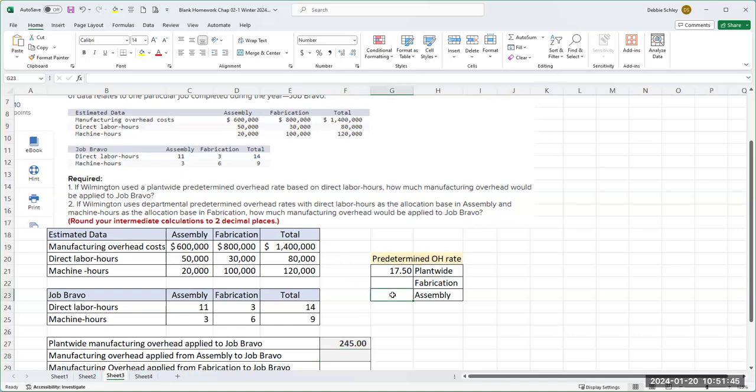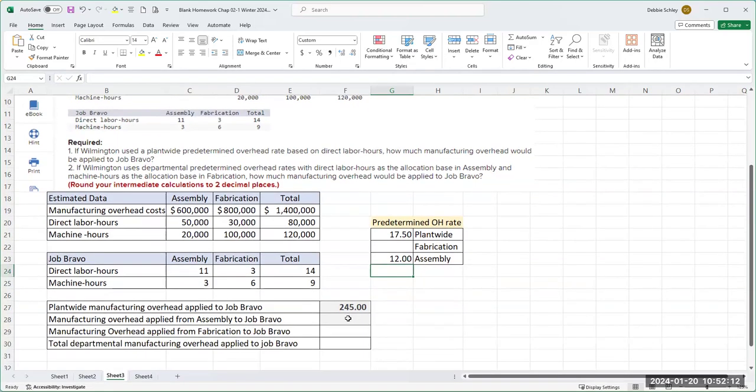So let's do assembly first because it's first. So we're going to deal with assembly manufacturing costs now, right? Because we're talking about the assembly department, and that will be divided by direct labor hours because that is my allocation base. Okay, so assembly would then be equal to that $12 predetermined overhead rate times the direct labor hours in assembly. Okay.